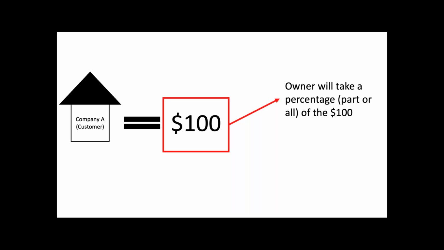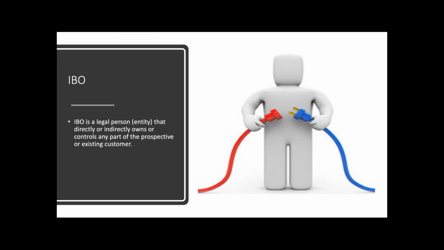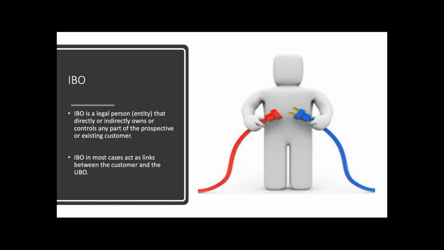Yeah. Now, there is something called an IBO. An IBO is a legal person. Now, when I say legal person, I mean an entity that directly or indirectly owns or controls any part of the prospective or existing customer. Now, an IBO in most cases acts like a link between the customer and the UBO. What does that mean? I'll explain in a minute.